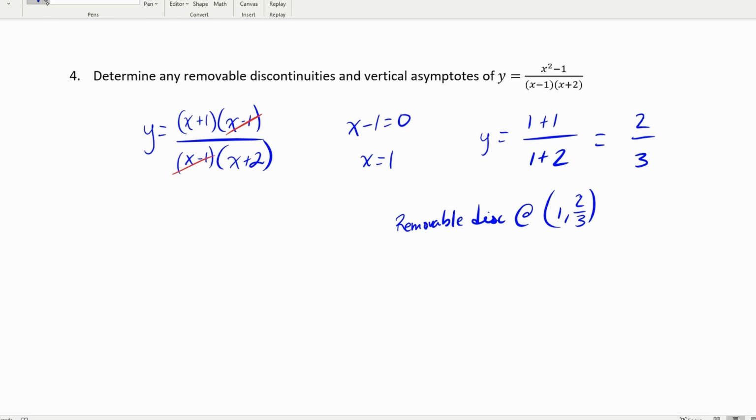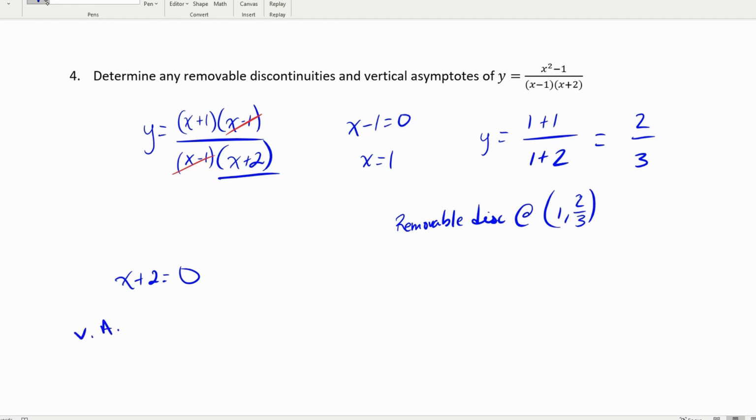And moving on, the vertical asymptotes are going to be what's left over in the denominator. So this x plus 2 right there. I'm going to take this x plus 2, set that equal to 0, and my vertical asymptote, let me just abbreviate that right there.